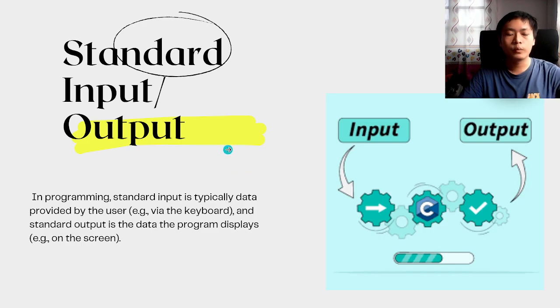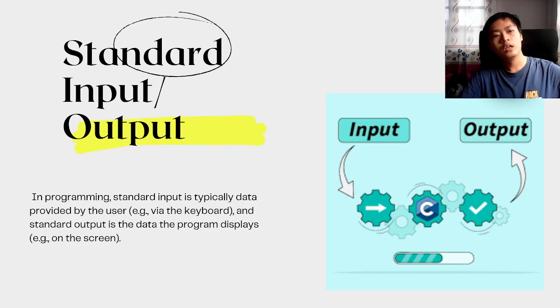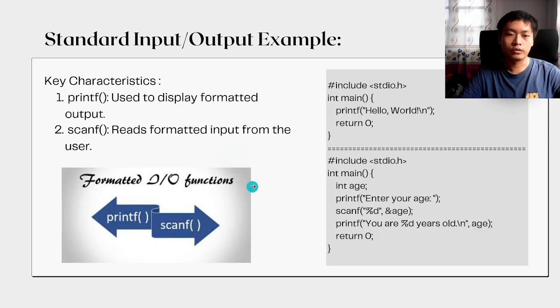Okay, next will be the standard input output. In programming, the standard input output is the data provided by the user, meaning what the user keys in, or what we as programmers key in, it will come out. So in C language, there will be printf to print, as the example, hello world being printed out.